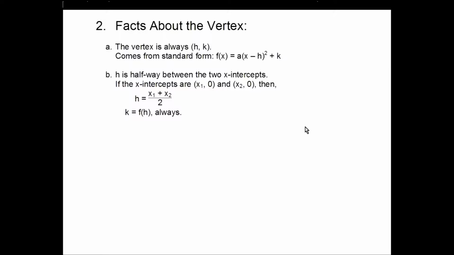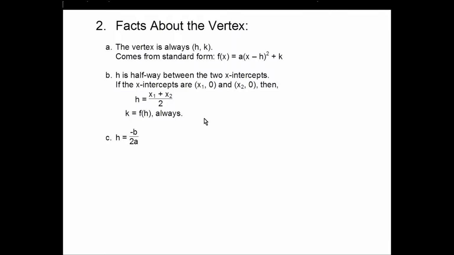Now, when would you use this form? When would you use the fact that h is halfway between the two x-intercepts? If the quadratic function, for some reason, is given to you in factored form. Now you're probably thinking, that would never happen. You'd be surprised how often it does. So you use h as halfway between the two x-intercepts if you were lucky enough to get the quadratic function in factored form.